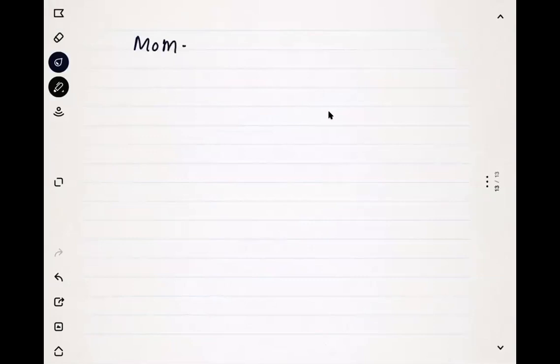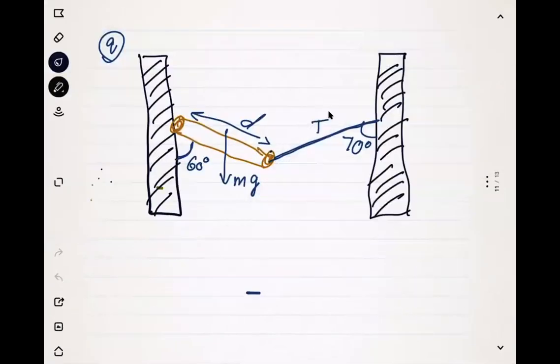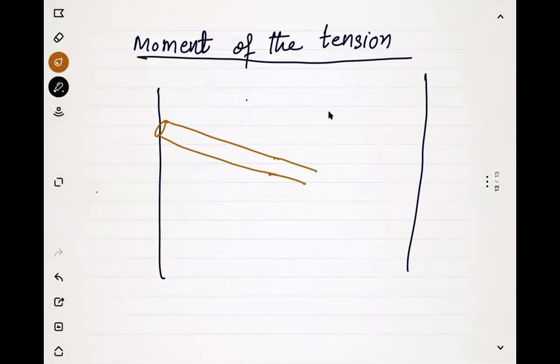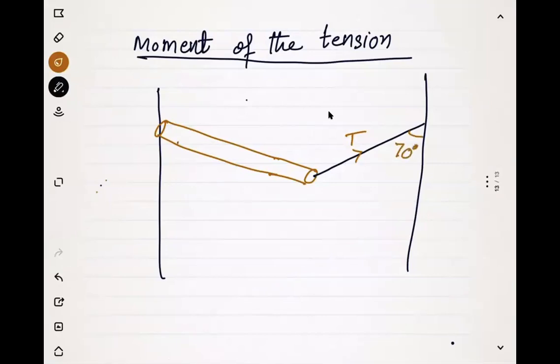Now let's go with the moment of the tension. Tension is another force that is acting on the rod, and it is a pull, a force that is away from the object on which it acts. Now we just represent the tension. For example, this is the rod and it is supported by a rope. The tension in the rope is T, and the angles given in the original question are here 70 degrees, here 60 degrees.